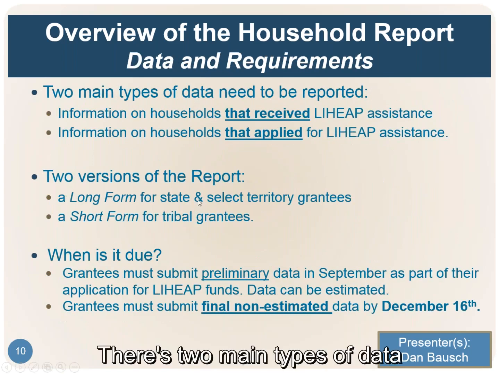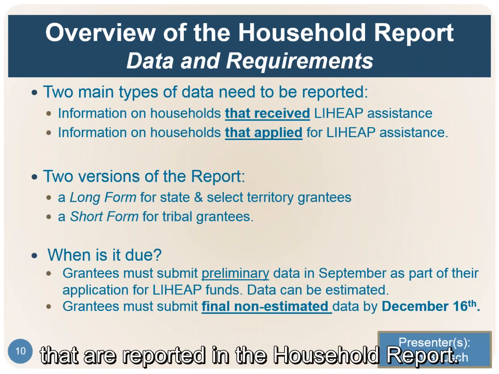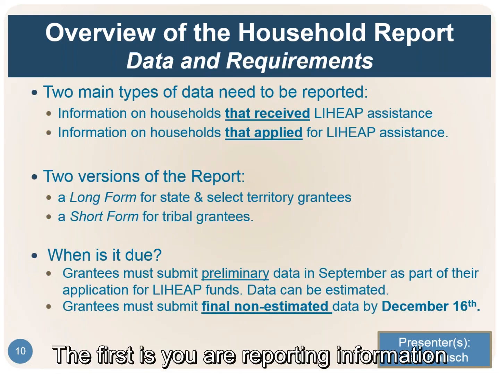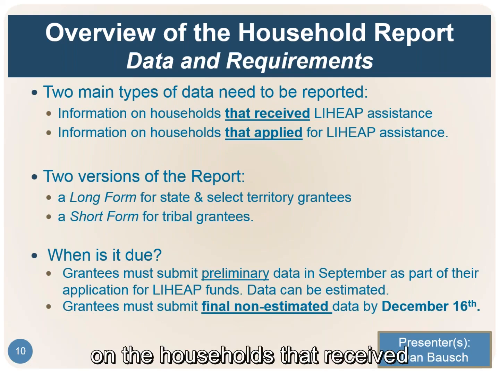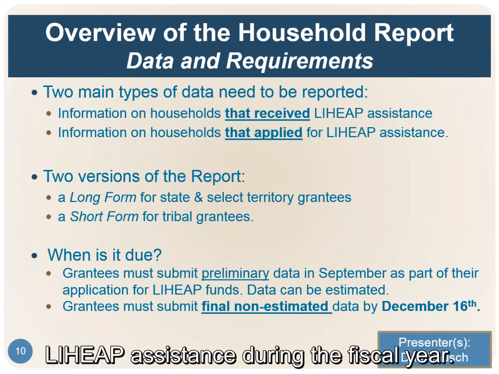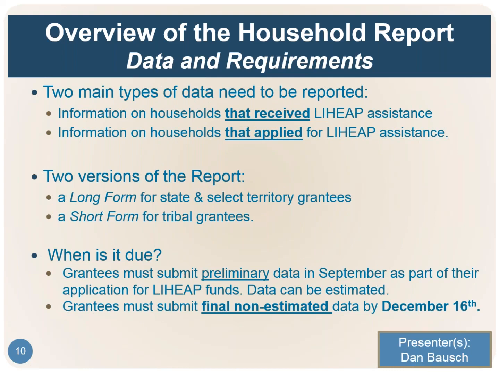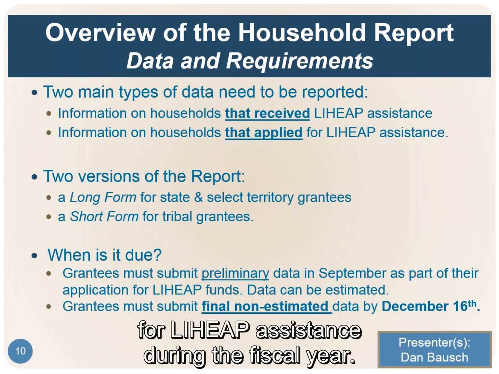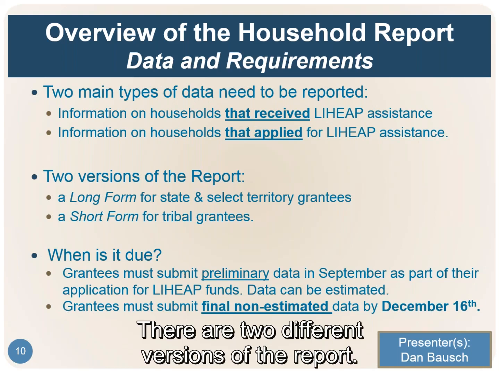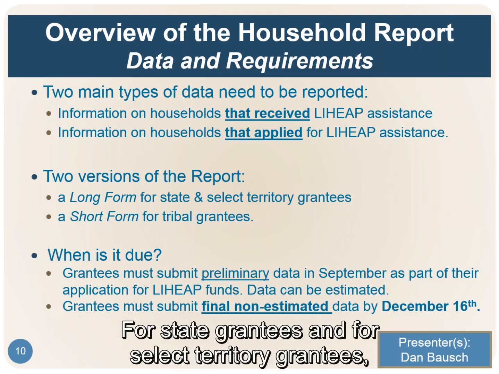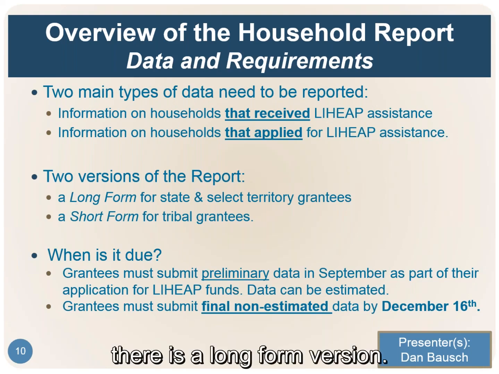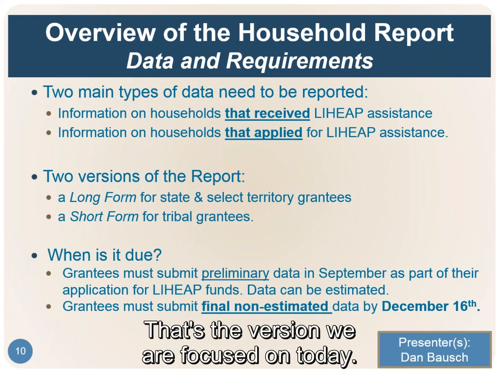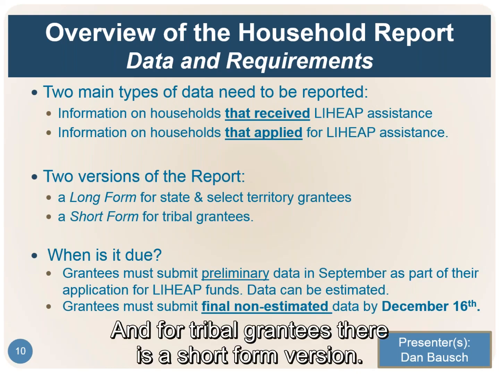There's two main types of data that are reported in the household report. The first is you're reporting information on the households that received LIHEAP assistance during the fiscal year. And then the second is you're reporting on the number of households that applied for LIHEAP assistance during the fiscal year. There are two different versions of the report for state grantees and for select territory grantees. There's a long form version. That's the version we're focused on today. And for tribal grantees, there is a short form version.